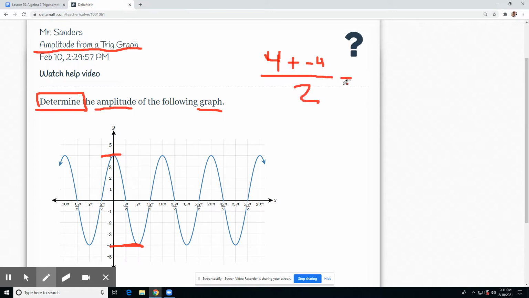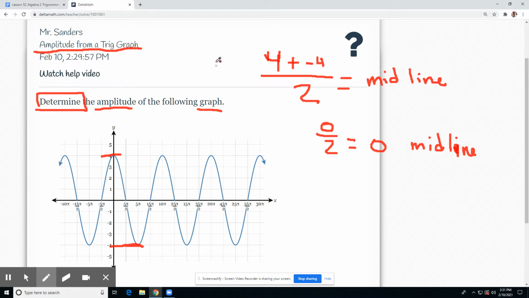And what that'll do is this gives us the midline, right? So let's go ahead and do that. So 4 minus 4 is 0 over 2. It's okay to have 0 on the top. So the midline is equal to 0. This is our midline. That's an E. That's an I. The midline.